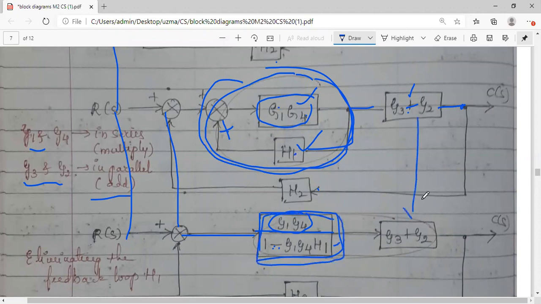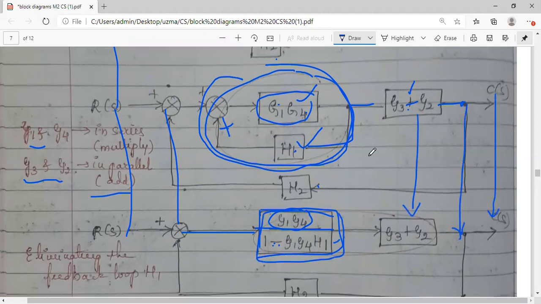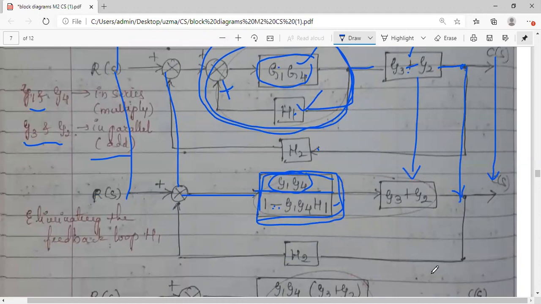And as it is remaining blocks, there is a takeoff point, C of S as it is. And there is H2 from this takeoff point. Now further, what can I reduce? We can observe this block and this block. Both blocks are connected in series. Hence, you have to multiply both.